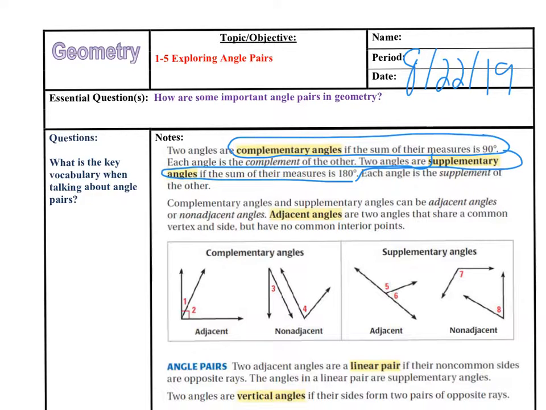So these two angles right here are adjacent. They're right next to each other. Nothing is dividing them. And they also happen to be complementary because we can see they add to the 90 degrees. These ones are not adjacent, but they're telling us they do happen to add to 90 degrees.